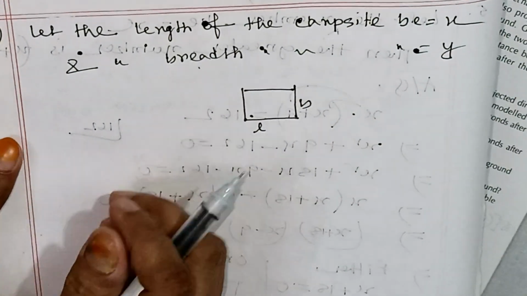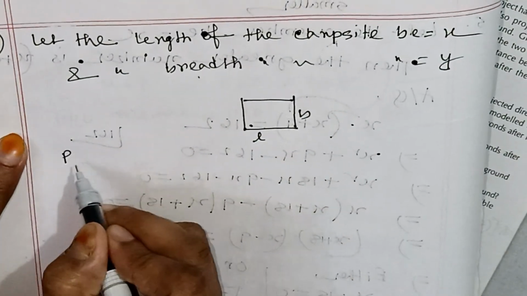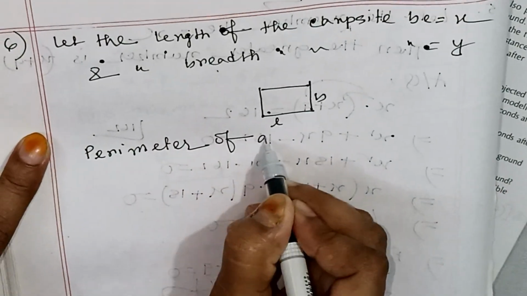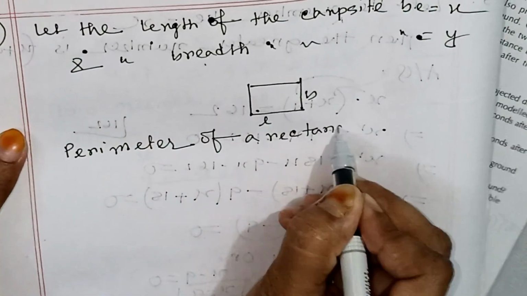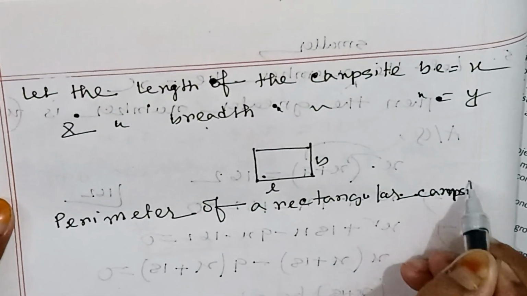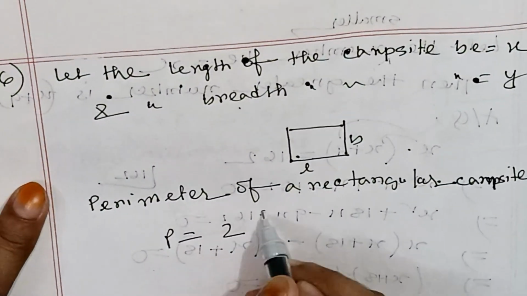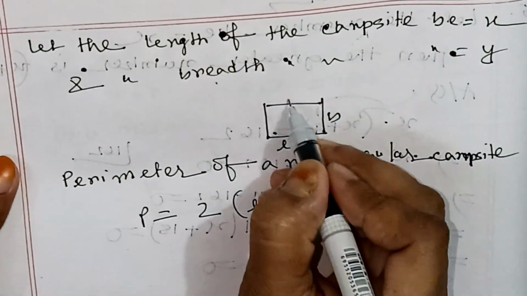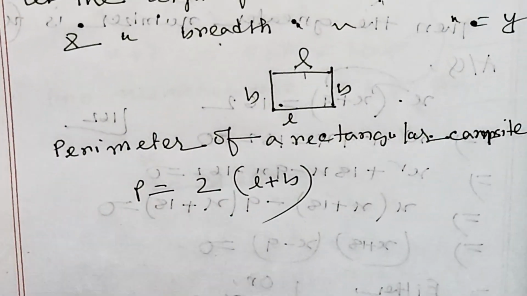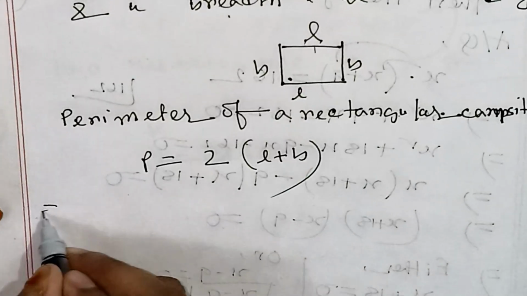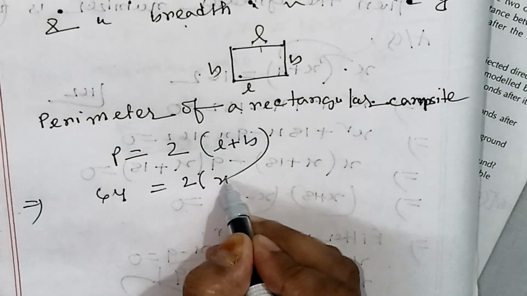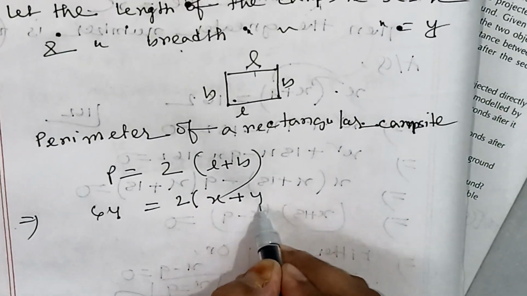So we know the formula for the perimeter of a rectangular campsite: 2 times length plus breadth. See, 2 lengths here and 2 breadths. So the perimeter of the rectangle formula is 2(length plus breadth). Given here the perimeter is 64. Okay, fine. So length here we assume is x and breadth is y.